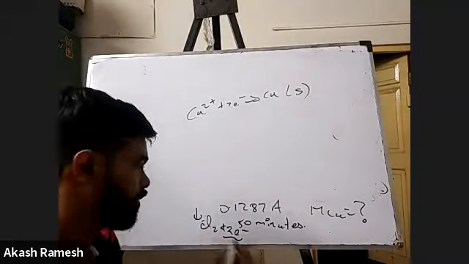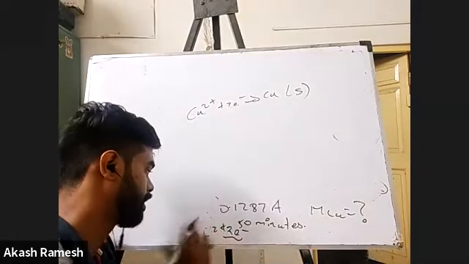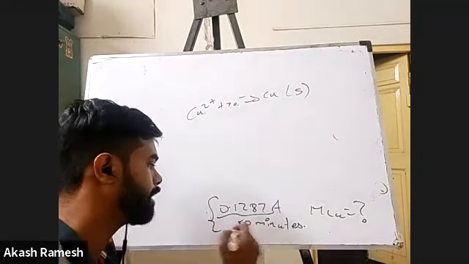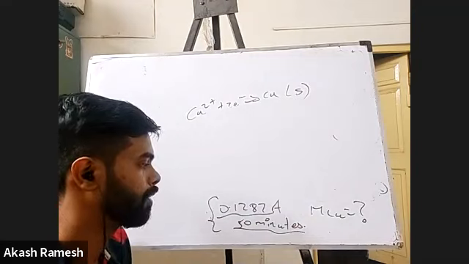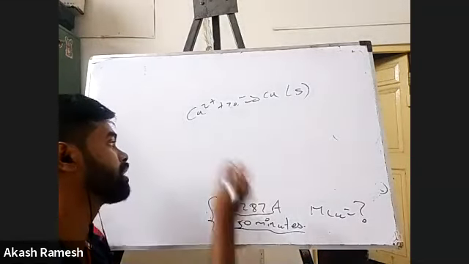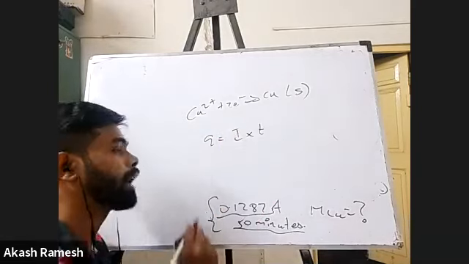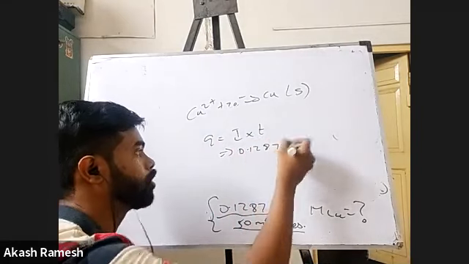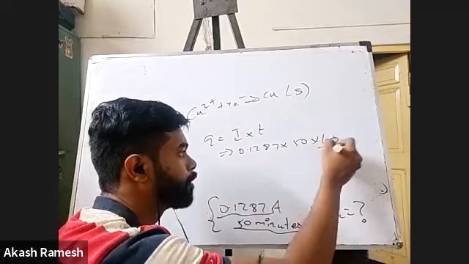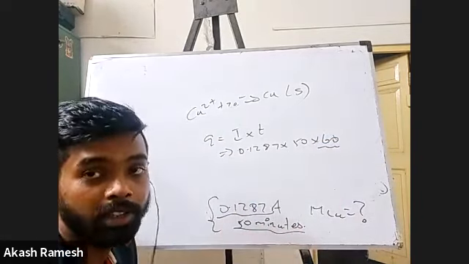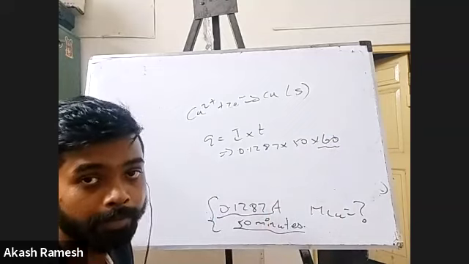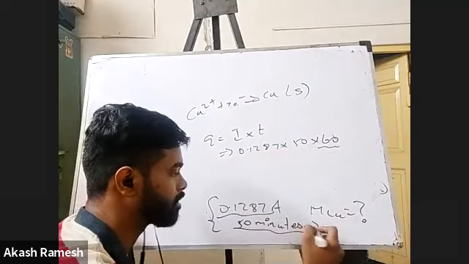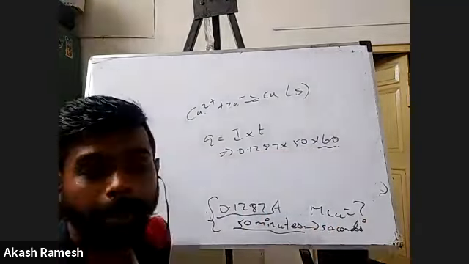Then what you do is, they have given the current value and the time value. So I can easily find the charge. Charge Q is equal to I into t. So that would be 0.1287 into 50 into 60. Please understand, you should convert into seconds. SI units you have to use. If you don't do it, the entire problem is wrong. Whatever they give you, you should convert into seconds and then only do the problem.